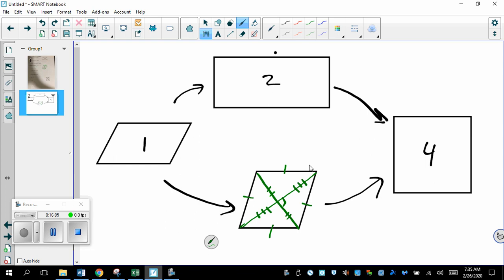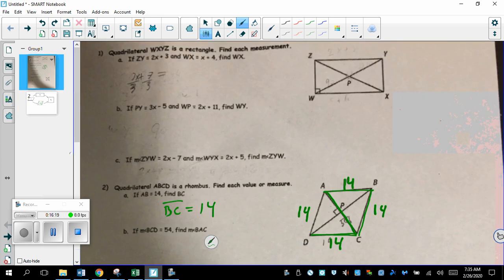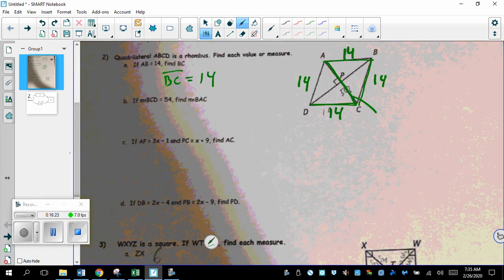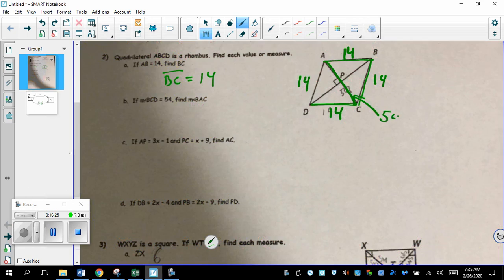One thing I did forget is that these two are back-to-back triangles. So I forgot that your angles are bisected. My apologies, an extra rule that I forgot to mention. So yes, they did give you enough information. If this is 54, then we have to remember we're going to split these. These two will be the same.